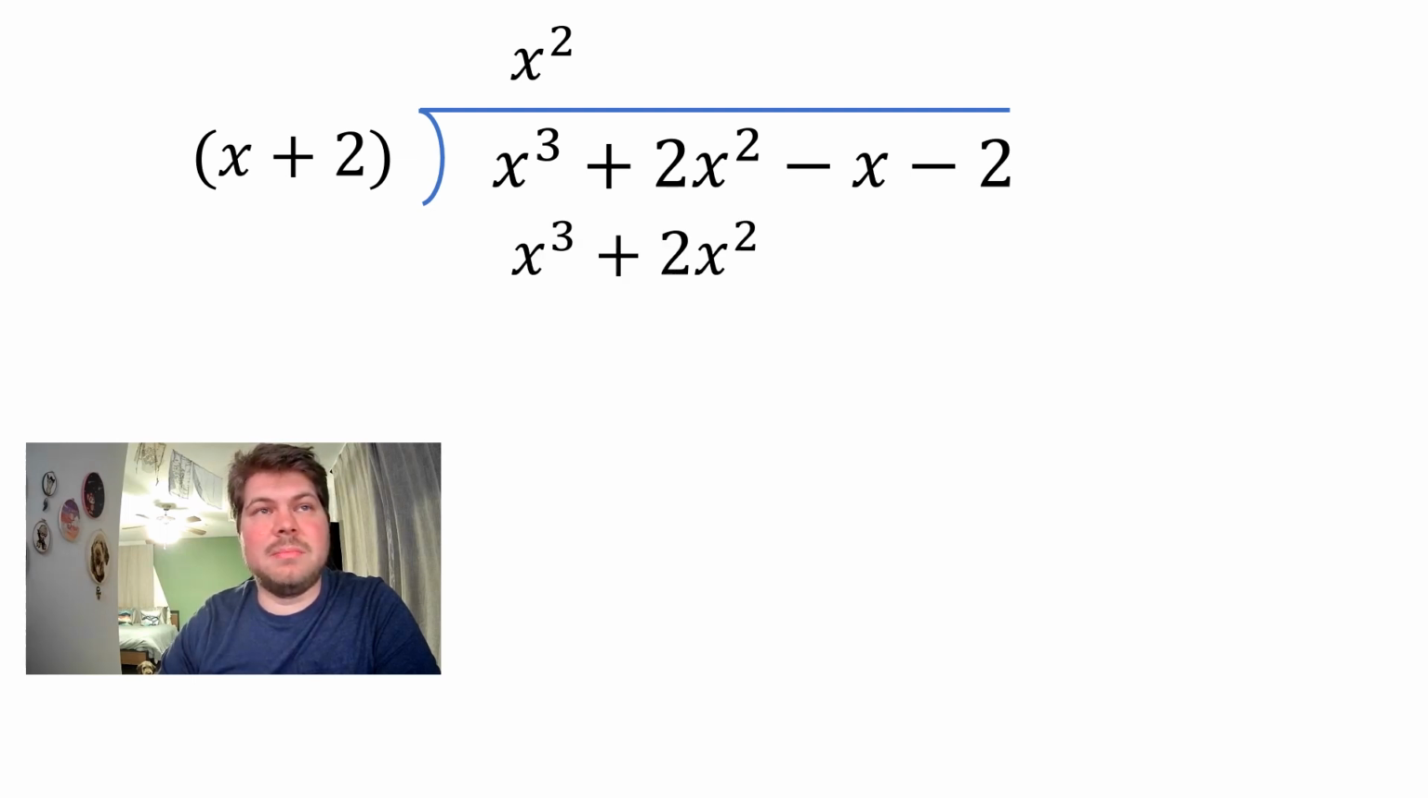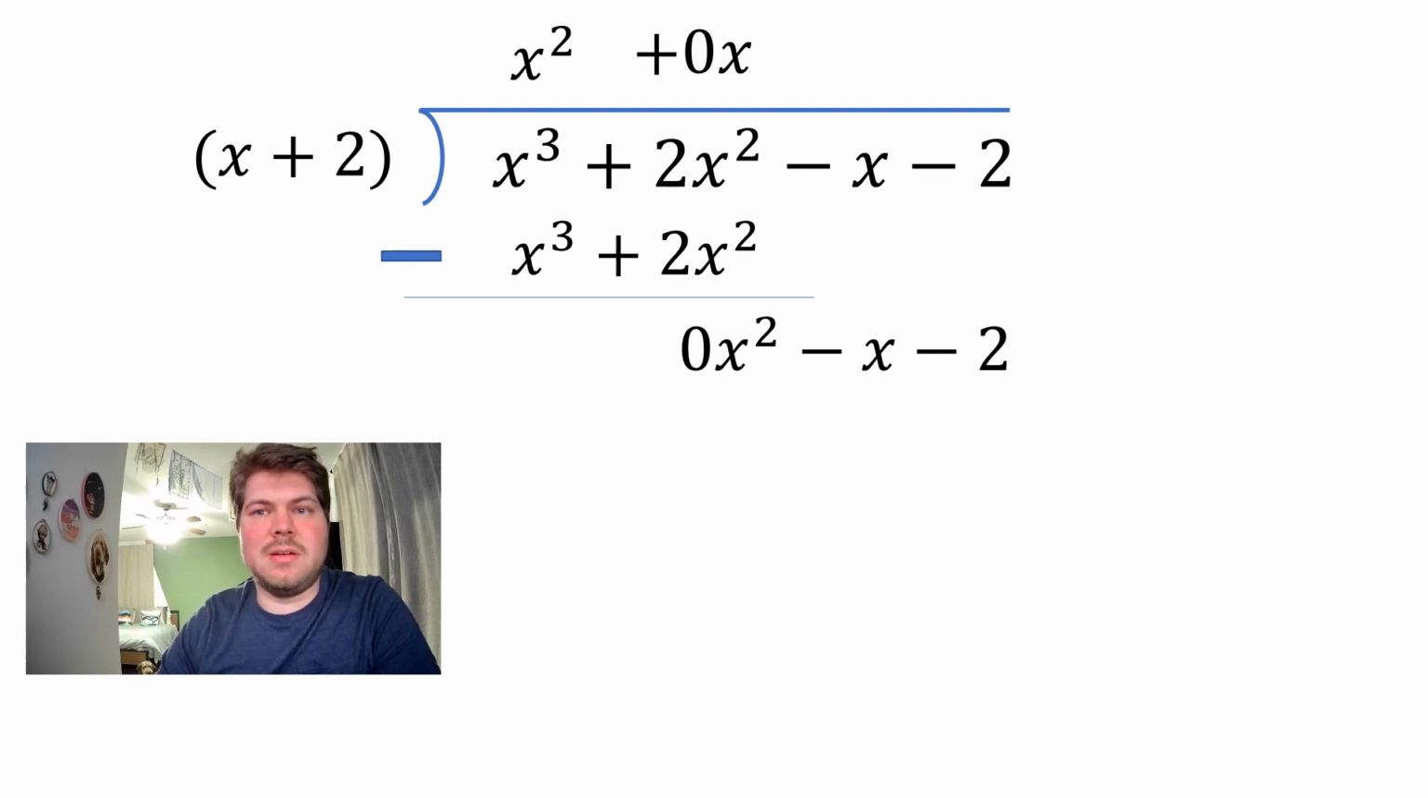That's awesome, because when we do our next step, sell or subtract, everything's going to cancel out. All we're left with is 0x squared. And how many times does x go into 0x squared? Nothing. Nort. 0. Z. Whatever you want to call 0.